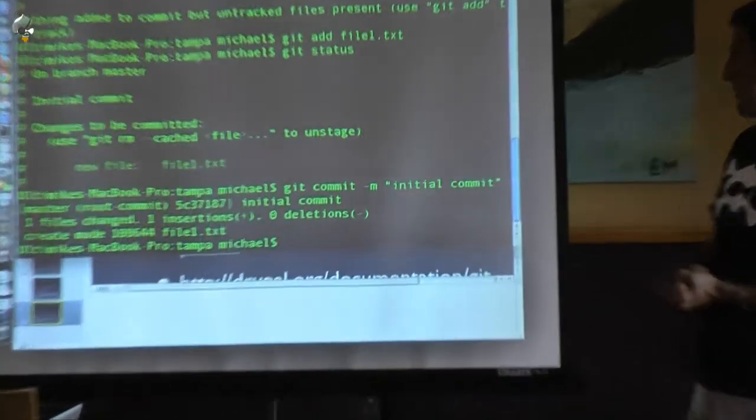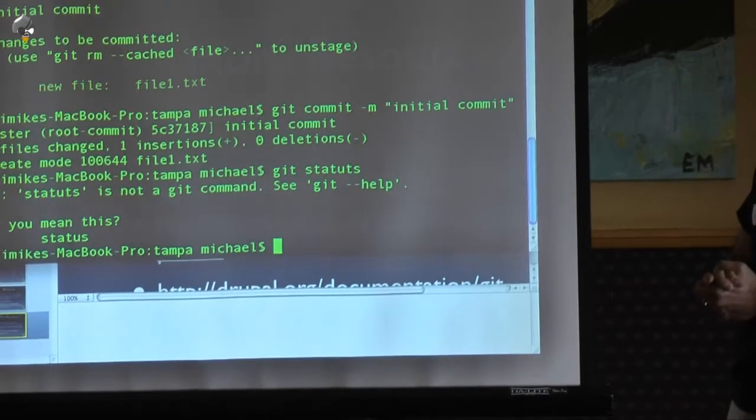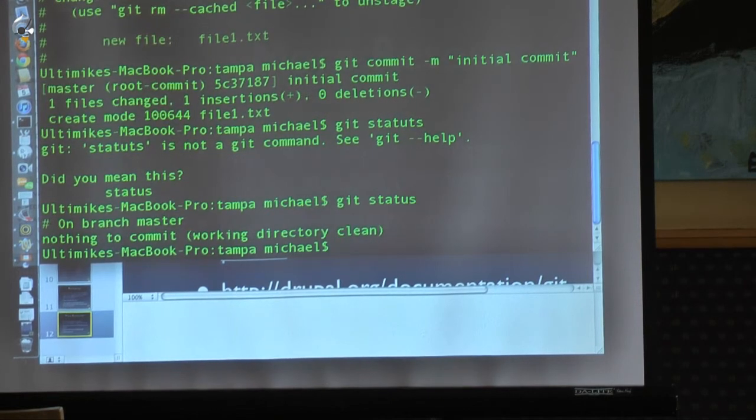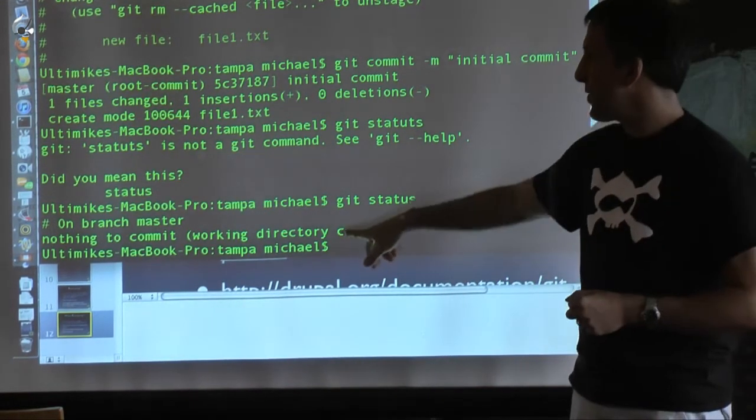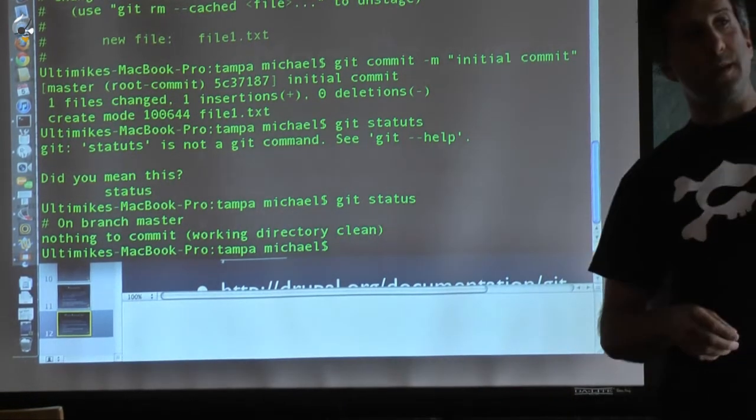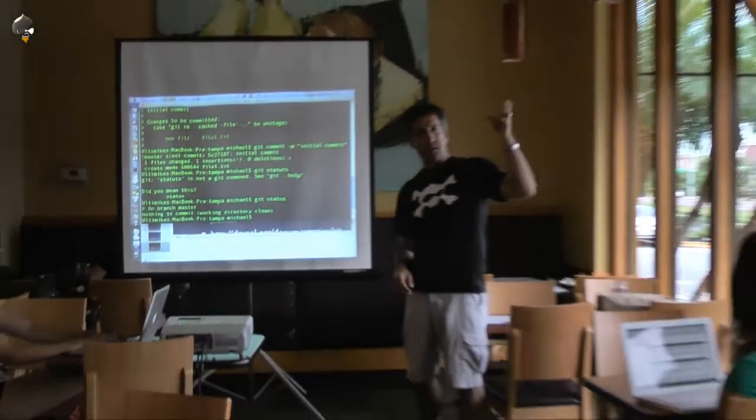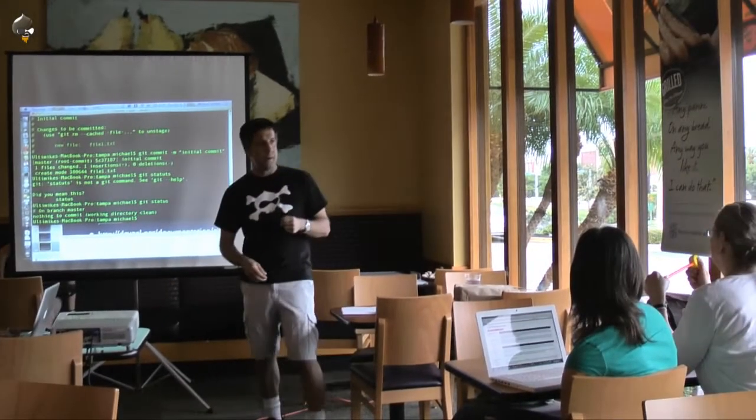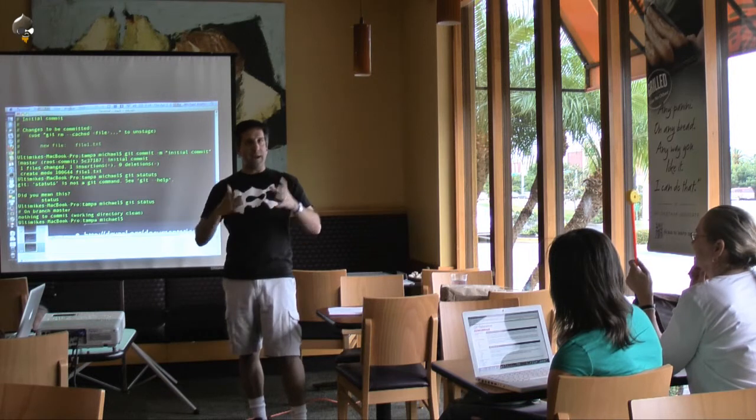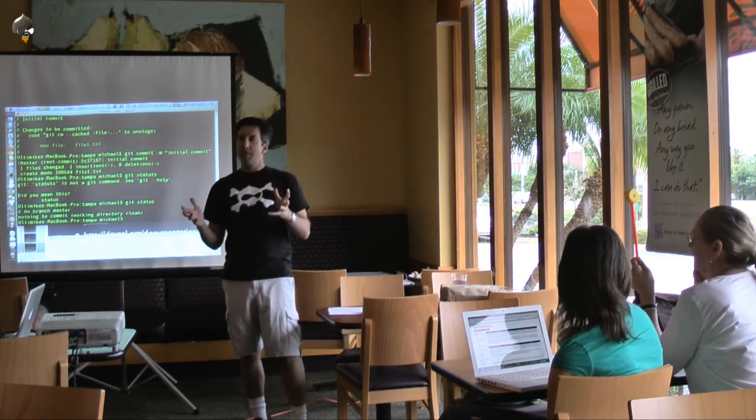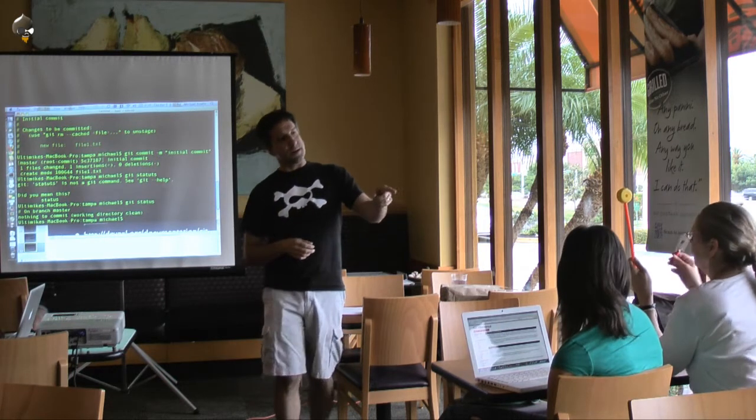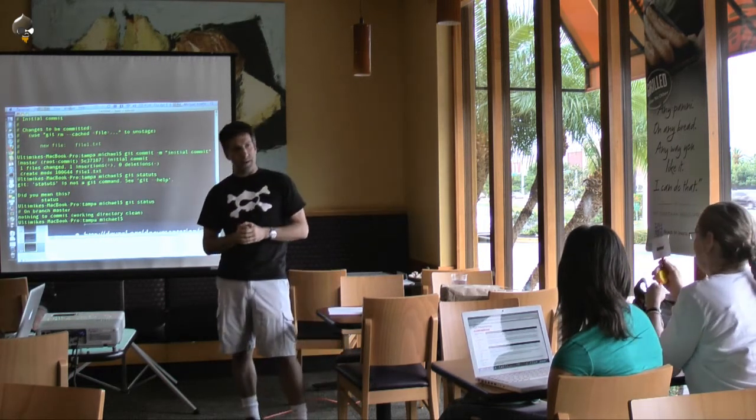So if we do git status again. Oh, spelled wrong. There you go. On branch master, nothing to commit, working directory clean. Alright, so what happened? When we did the commit, we actually put our commit object into our repo, and because we're on branch master, master is just a label, okay? The name of a branch is just a label, so we're going to stick that label on that commit object.